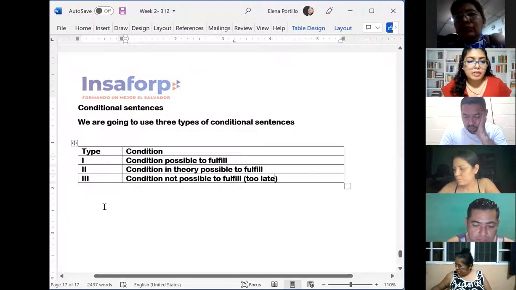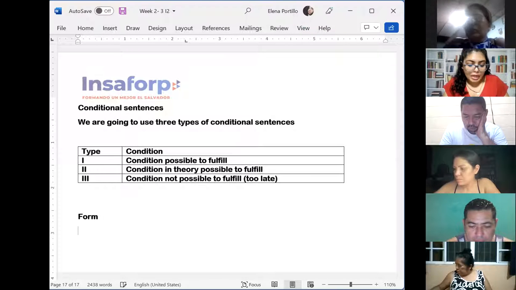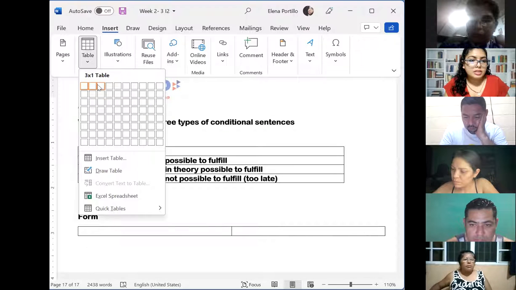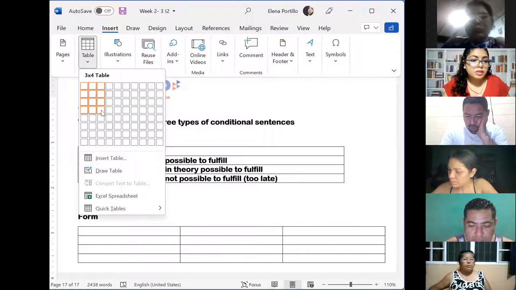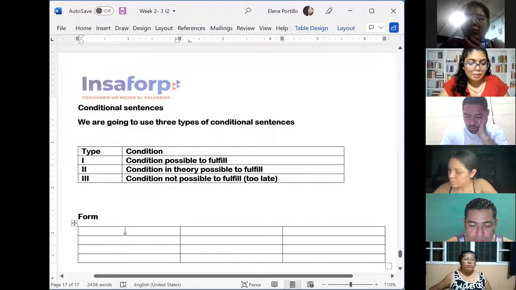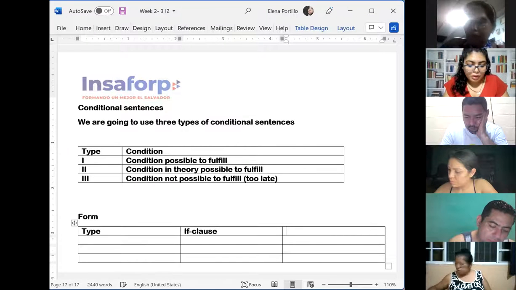So, we are going to talk about the form. And we have, in this case, we're going to do it something like this. We have here the type again. We have the if clause. And we have the main clause.